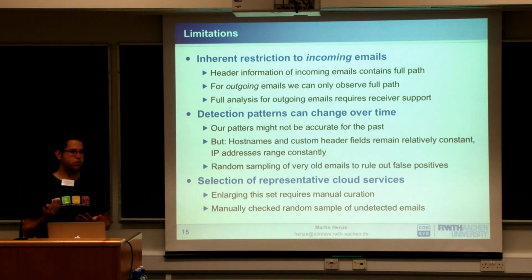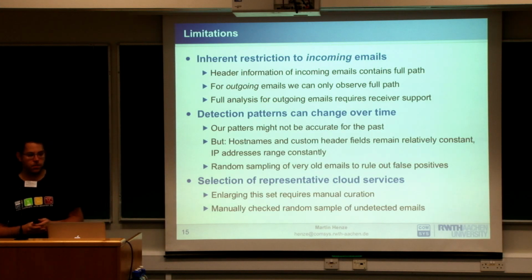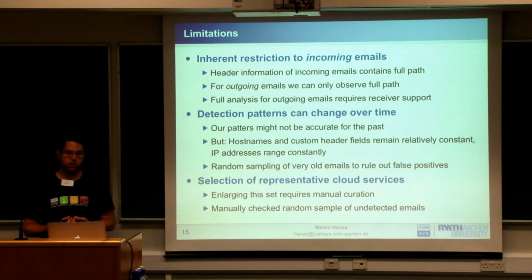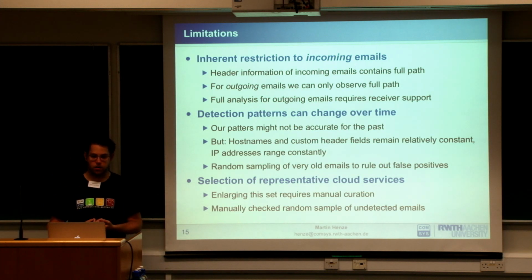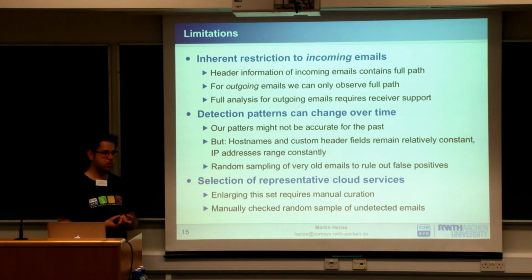So we can't really observe the full path for outgoing emails. If you would like to look at outgoing emails, you can look at the first hop, or you need support from the receiver. The detection patterns, like IP addresses, host names, and custom header fields that we use to detect cloud providers, can of course change over time, and it might be that our patterns might not be accurate for the past.